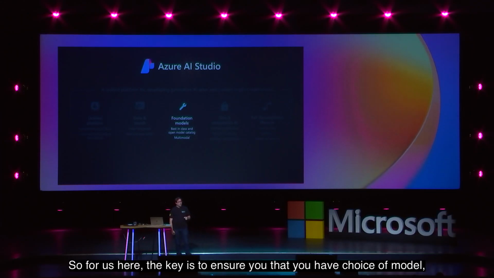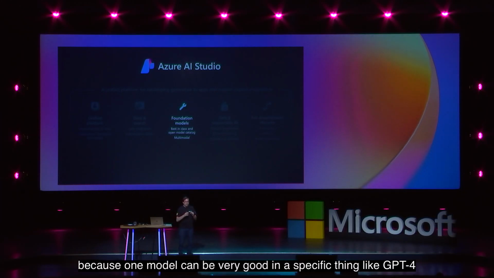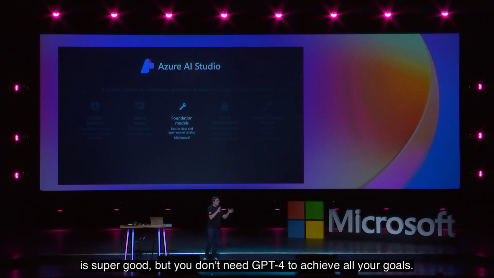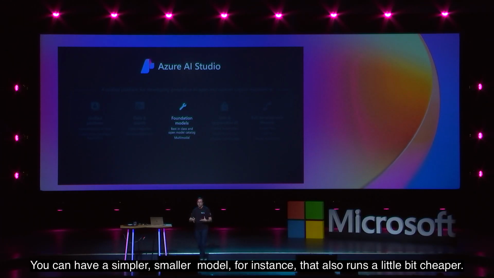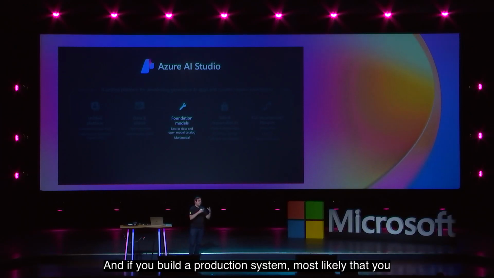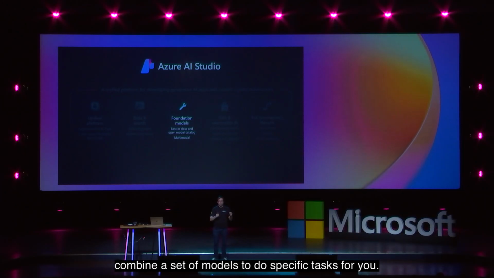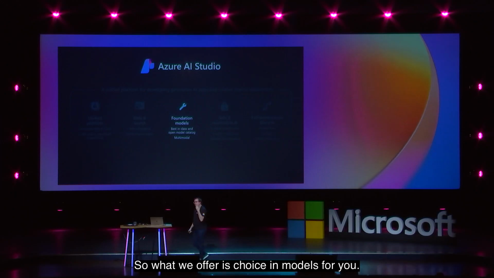So for us here, the key is to ensure that you have choice of model, because one model can be very good in a specific thing, like GPT-4 is super good, but you don't need GPT-4 to achieve all your goals. You can have a simpler, smaller model, for instance, that also runs a little bit cheaper. And if you build a production system, most likely you combine a set of models to do specific tasks for you. So what we offer is choice in models for you.